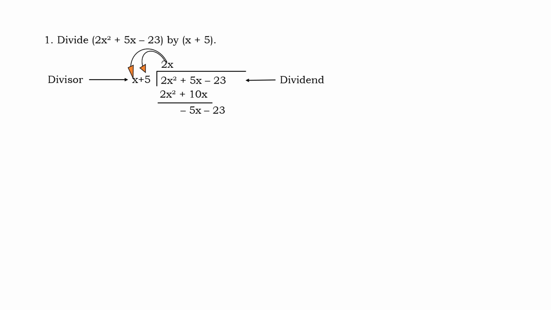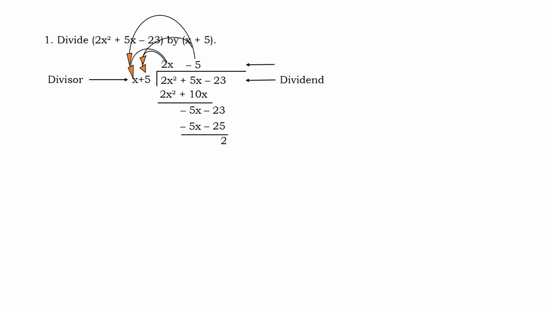Negative 5x will be divided by x. And then we have the quotient negative 5. So let us multiply again. Negative 5 times x is equal to negative 5x. Then negative 5 multiplied by 5 is equal to negative 25. Then subtract again. We have negative 5x minus negative 5x is 0. Then negative 23 minus negative 25 is equal to positive 2.